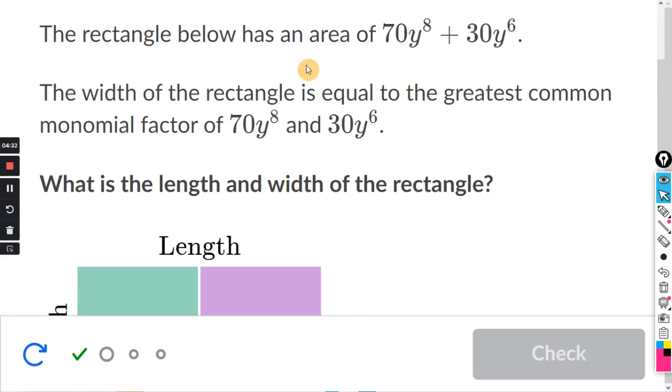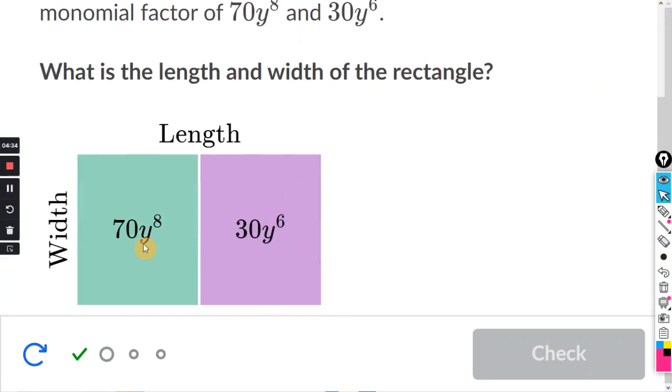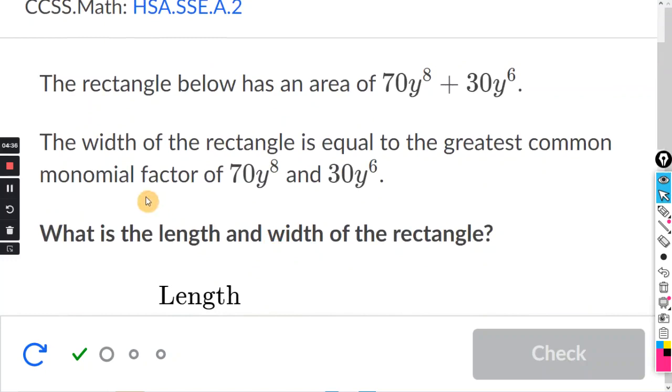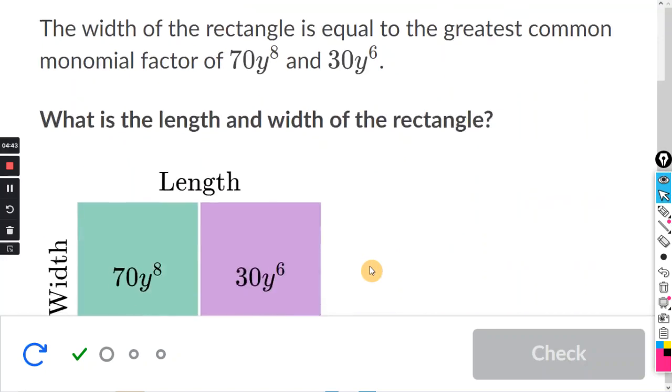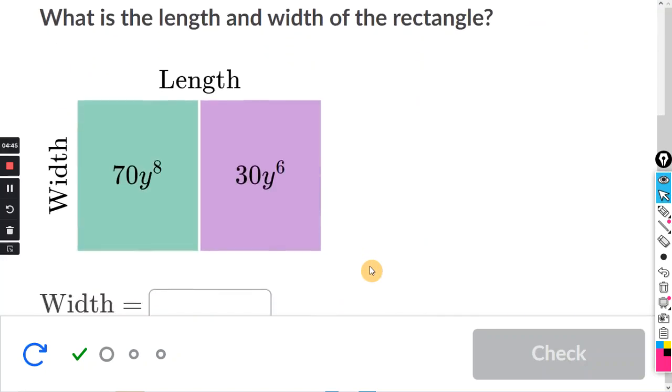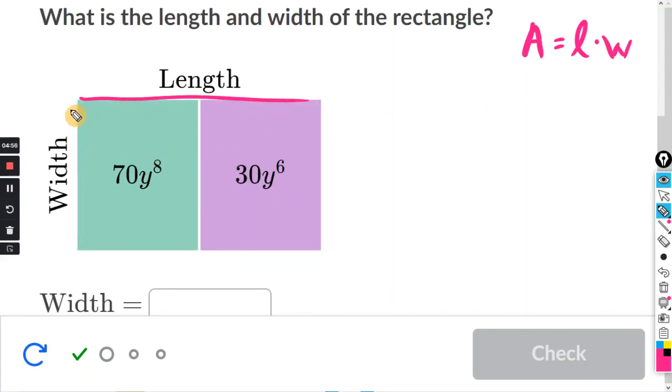All right, the rectangle below has this area written inside the rectangle. The width is equal to the greatest common monomial factor of those two terms. What is the length and width of the rectangle? The point of this is basically to do the area of a rectangle. The area of a rectangle is length times width. So we need to find the length and the width, and when you multiply those, the product should equal the area, which is written inside the rectangle.